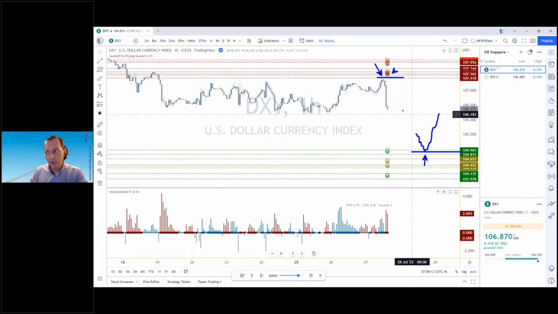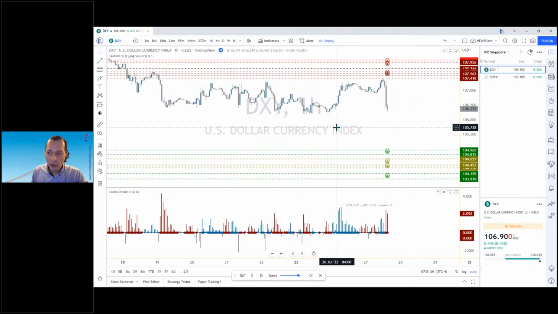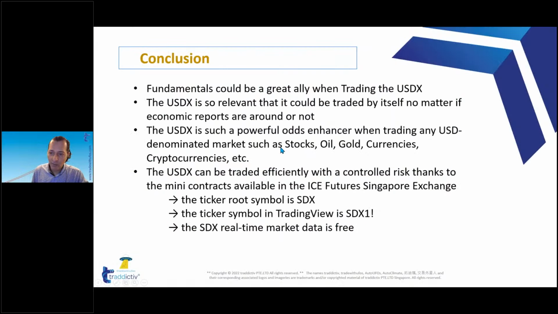So now you have two forces pushing in the same direction. The fact that the dollar index, which is the currency traded in 80% of transactions worldwide, is likely going to lose value will make it easier for a Brent contract, which also trades in the Singapore exchange, to gain value. And now you are using your US dollar as an odds enhancer, which is another very powerful application. So the US dollar is a powerful odds enhancer when trading any US dollar denominated markets such as stocks, oil, gold, commodities, cryptocurrencies. You may be trading the Bitcoin futures, the mini Bitcoin futures in the Singapore exchange.